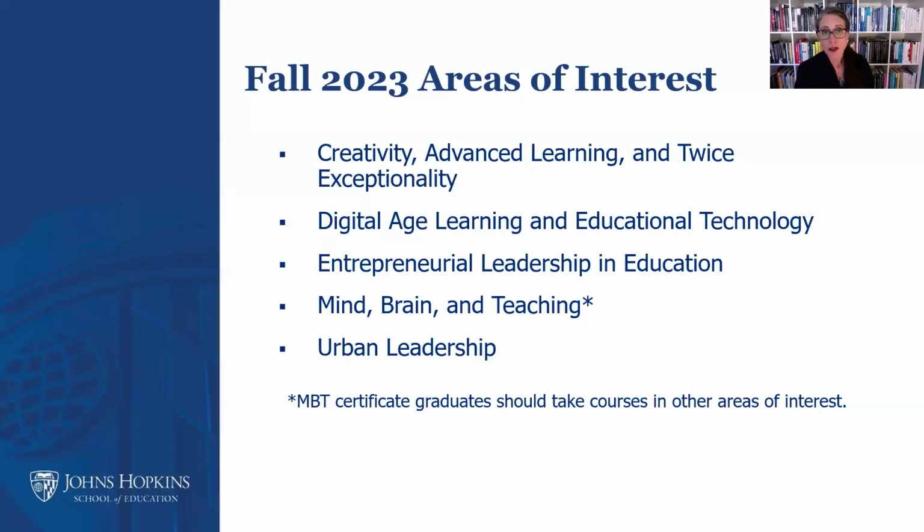For right now, the fall 2023 areas of interest may also be the areas of interest for fall 2024. We have creativity, advanced learning, and twice exceptionality; digital learning and educational technology; entrepreneurial leadership and education; mind, brain, and teaching; and urban leadership. It should be noted that if any applicants have already received a certificate in mind, brain, and teaching here at Hopkins, we would like you to take courses from other areas of interest.